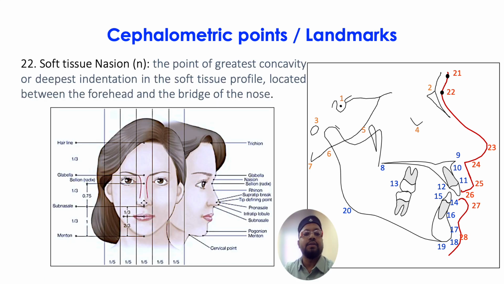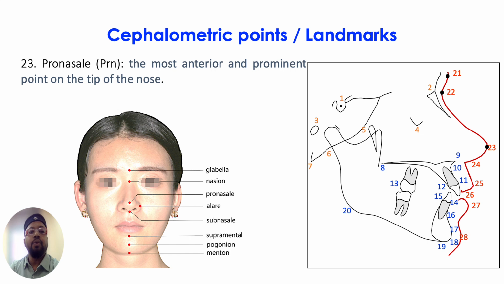Soft tissue nasion. Hard tissue nasion is different. Soft tissue nasion, the point of greatest concavity or deepest indentation in the soft tissue profile, located between the forehead and the bridge of the nose. 22. Marked. Pronasale, PRN, short form, the most anterior and prominent point on the tip of the nose is the pronasale, marked 23.